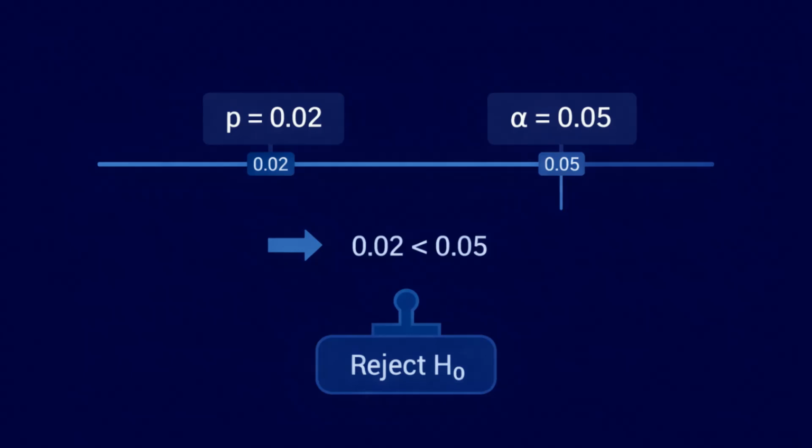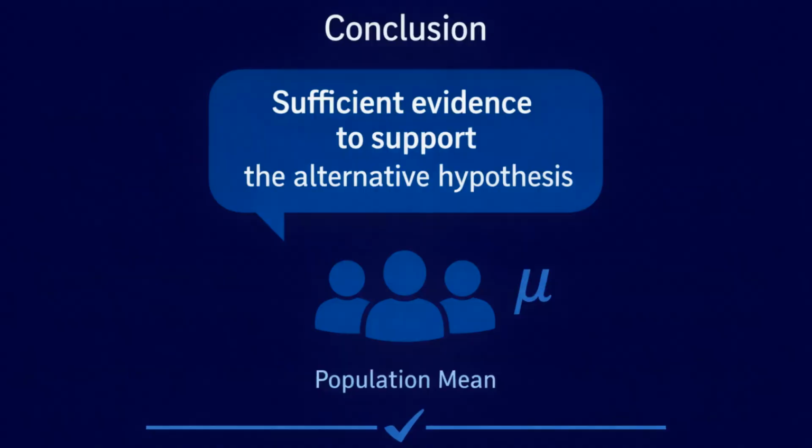Suppose we test the serial box claim and obtain a p-value of 0.02. If the significance level is 0.05, the p-value is smaller. Because such a result would be rare if the true average were 16 ounces, we reject the null hypothesis. When we reject the null hypothesis, we write the conclusion carefully. We say there is sufficient evidence to support the alternative hypothesis. We restate the conclusion in context, referring to the population and the parameter.